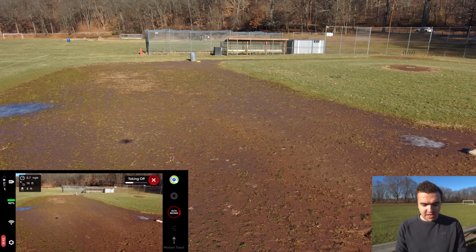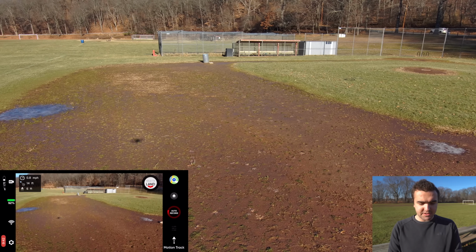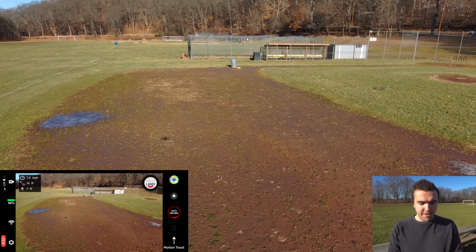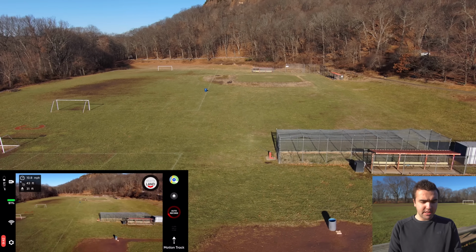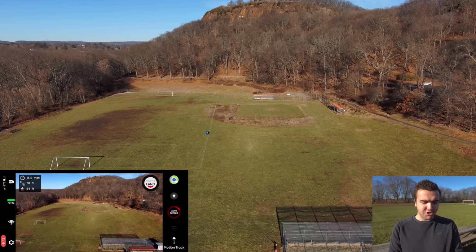Alright, so the drone lifts off. We'll shoot this up just to get it away from the microphone. As you guys can see, that telemetry data is sitting up there in the top left corner. It shows us our speed, it shows us our distance, and it shows us our height.